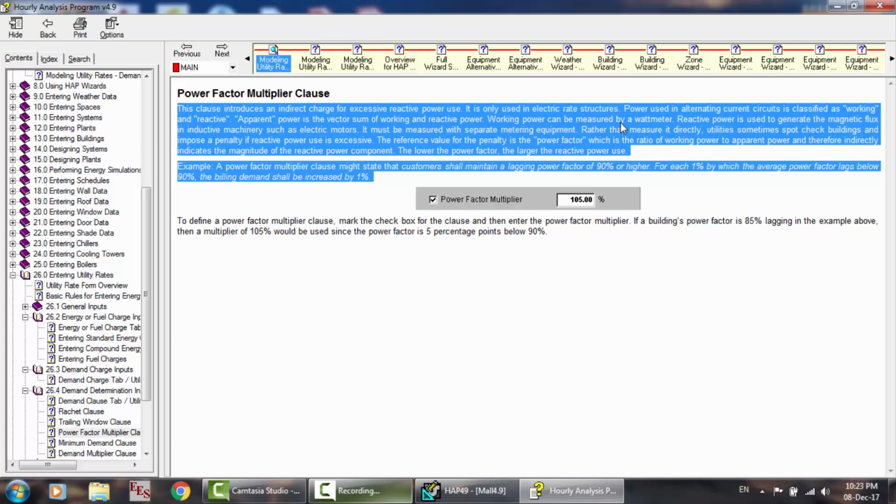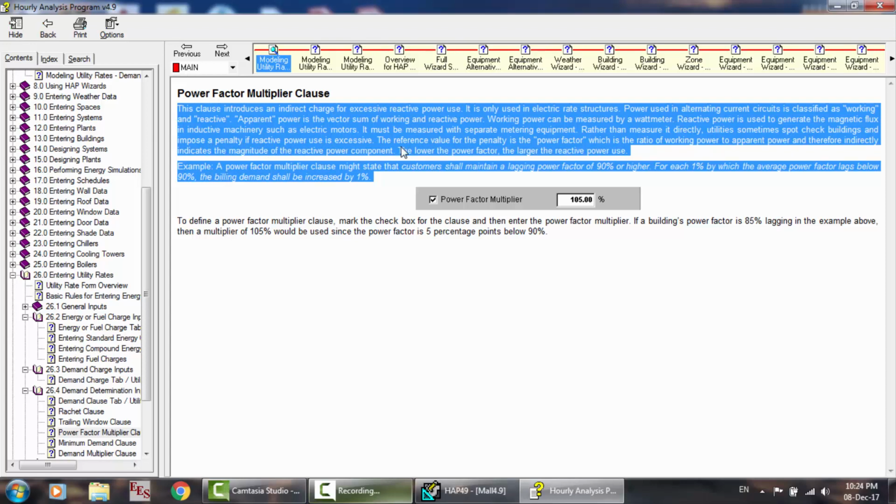So working power can be measured by a wattmeter. Reactive power is used to generate the magnetic flux in inductive machinery such as electric motors. It must be measured with separate metering equipment. Rather than measure it directly, utilities sometimes spot check buildings and impose a penalty if reactive power use is excessive.